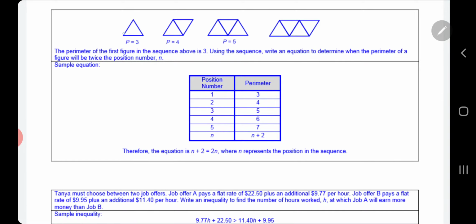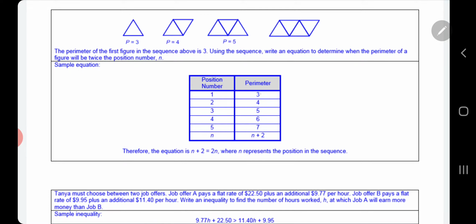Okay, well we can see we're assuming each side has a measurement of 1. So 1, 2, 3, that's the perimeter there. Next figure we go 1, 2, 3, 4. And then the perimeter on the next figure is 1, 2, 3, 4, 5, and so on. So in each new figure, the perimeter increases by 1, which is kind of shown in this chart.